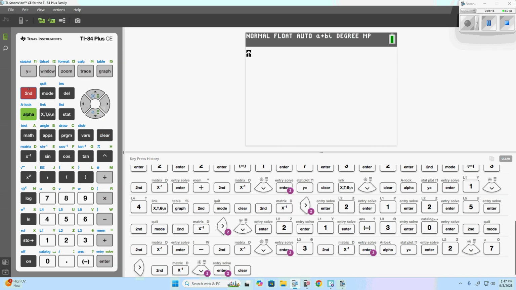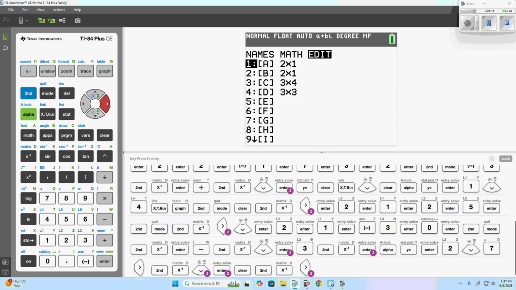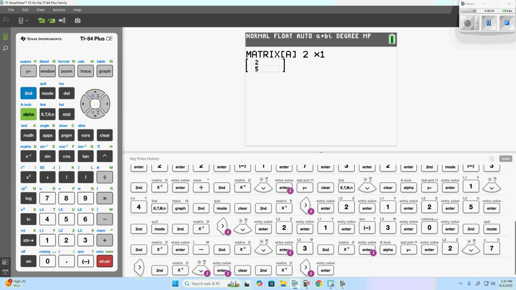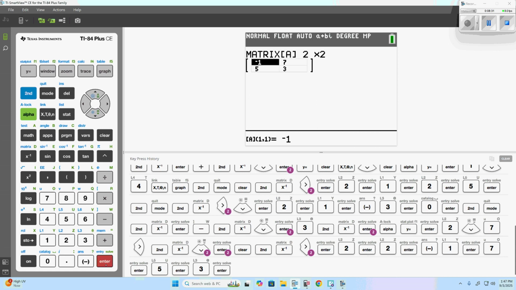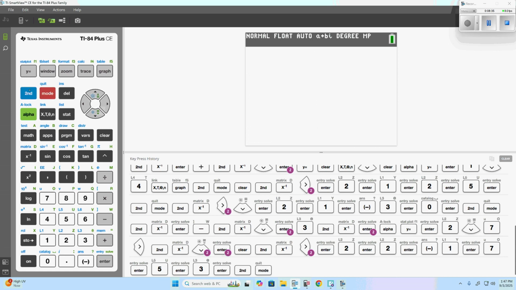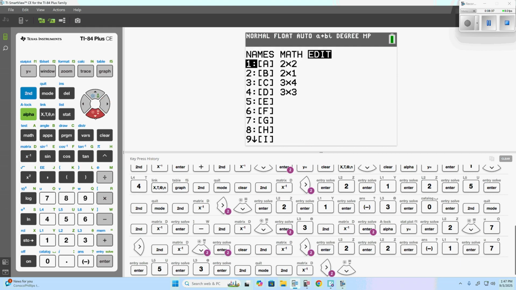The first thing we would do is second matrix, over to edit, because we have to put the first matrix in. We'll call this one A. It is a 2 by 2. We have negative 1, 7, 5, 3. Once we get it typed in, we're going to go second quit, then second matrix, over to edit.